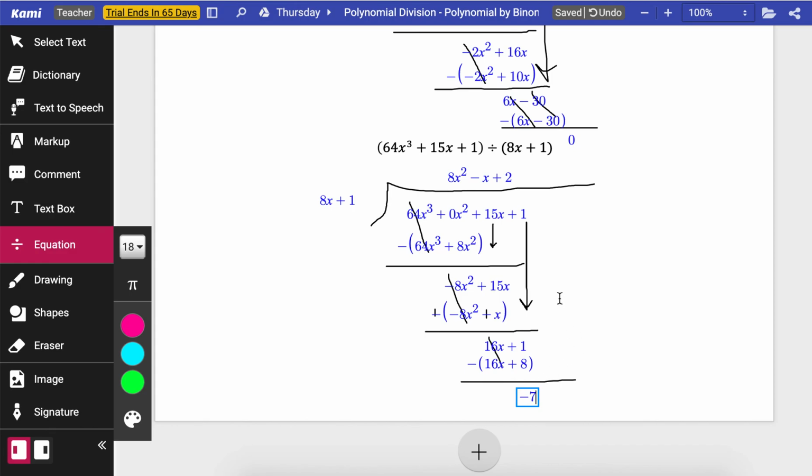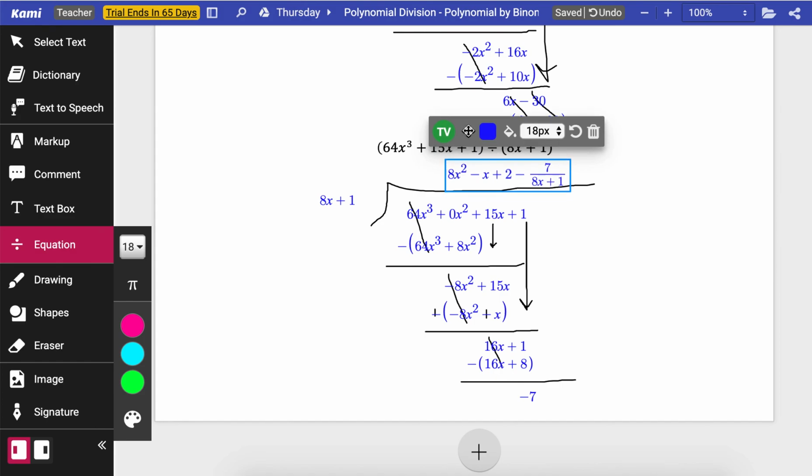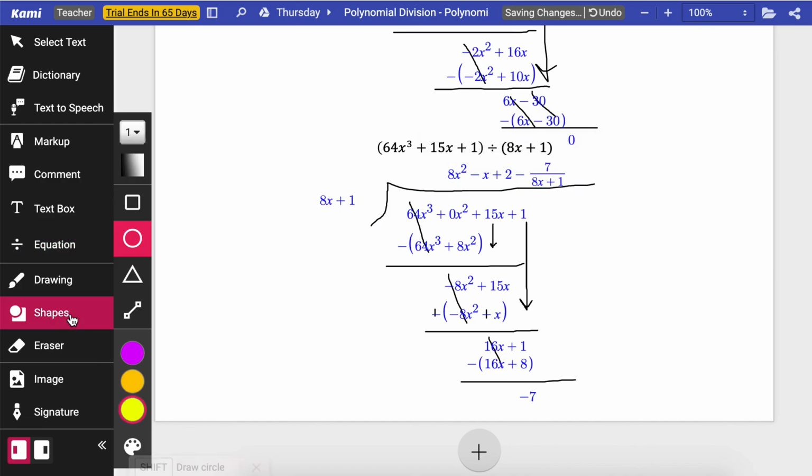We have nothing else to bring down or nothing else to multiply, so we're just left with a remainder of negative 7 over 8x plus 1. Right, so remember that that remainder of negative 7 has to go into the numerator, and the denominator is just this fraction out here. And you could check again that multiplying 8x plus 1 by 8x squared minus x plus 2 minus 7 over 8x plus 1. That product is equal to everything in here. So we're just dividing, multiplying, subtracting over and over, and the remainder goes right here.